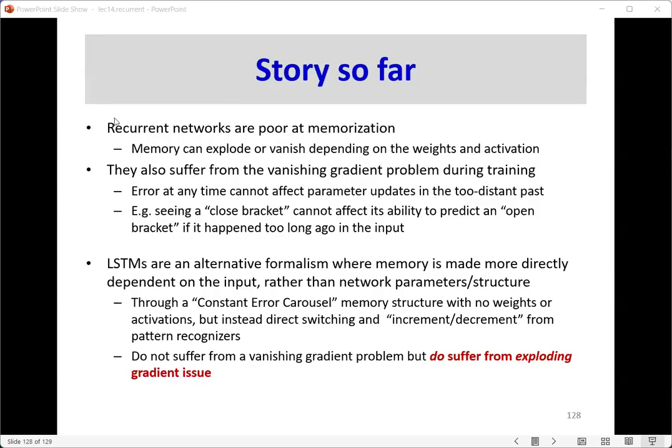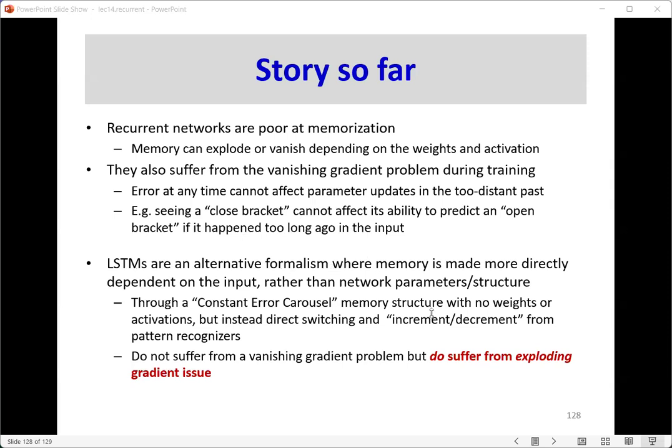So that's it. And so the story so far: recurrent networks are terrible at memorization. Memory can explode or vanish depending on the weights and activation. They suffer from the vanishing gradient problem during training. The error at any time cannot affect parameter updates in the too distant past because of this vanishing gradient problem. For example, what this means is that seeing a closed bracket cannot affect its ability to predict an open bracket if it happened too long ago in the past. So if you're wondering why the vanishing gradient problem is an issue for recurrent networks, this is one.